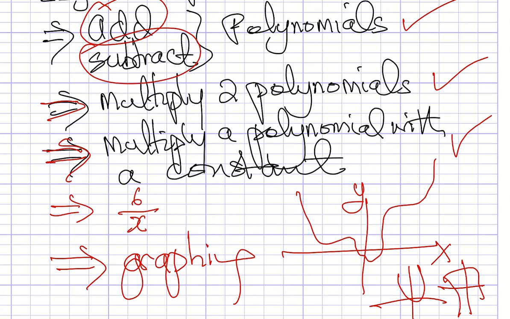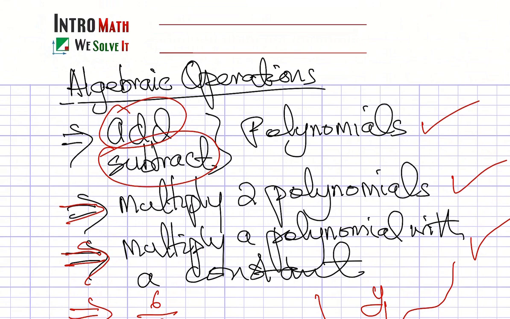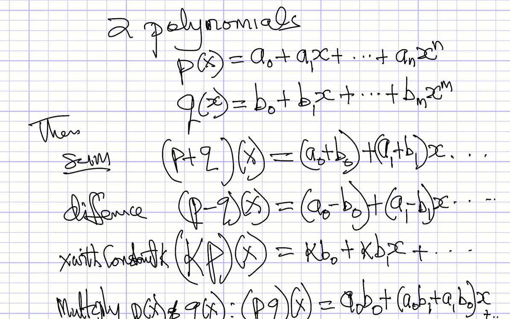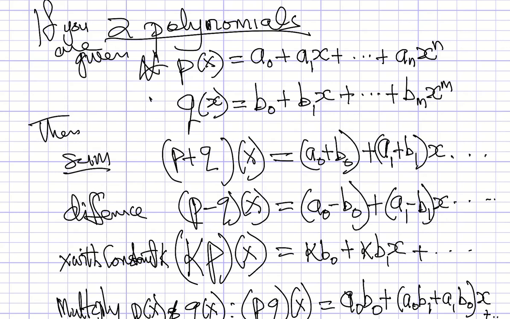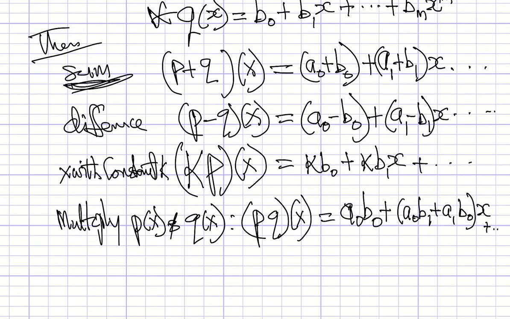I'm going to formally show you what these additions and multiplications are, but when we do the examples, you get them and become familiar with it. All right, check this out. You are given two polynomials, and this is one of them, and this is one of them. Then you can sum them, P plus Q. You sum them up.